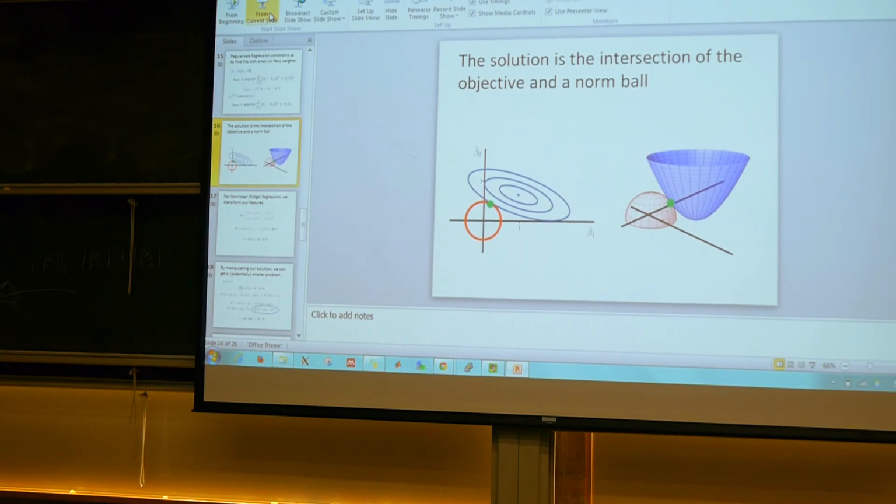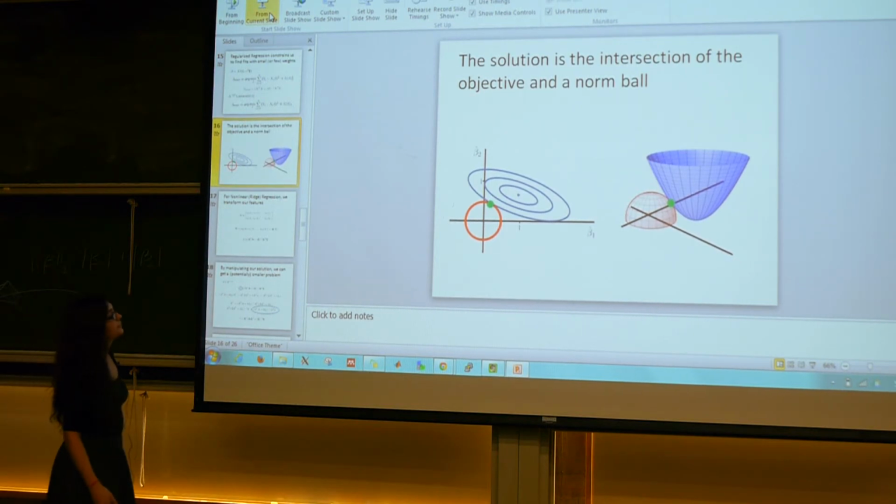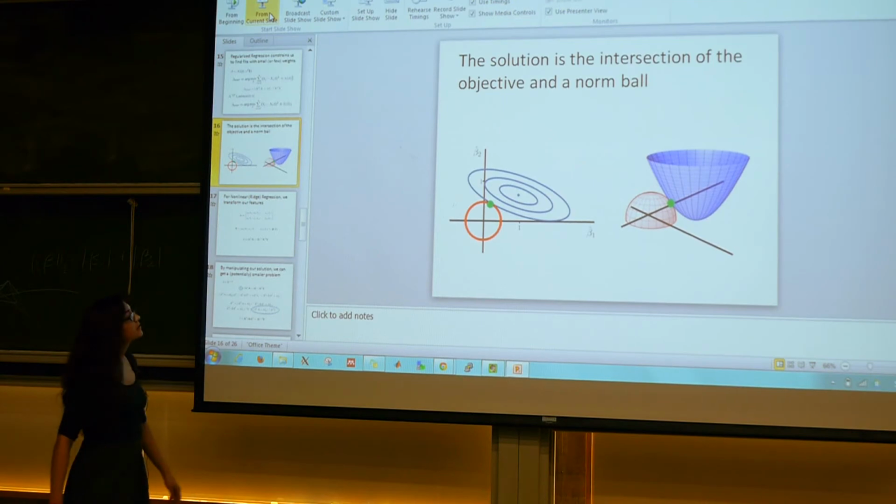Other questions about stuff? Sorry, but in the case of lasso, it's a diamond shape. So why is the solution more likely to be on the coordinates rather than in the middle? Maybe I should draw this bigger.